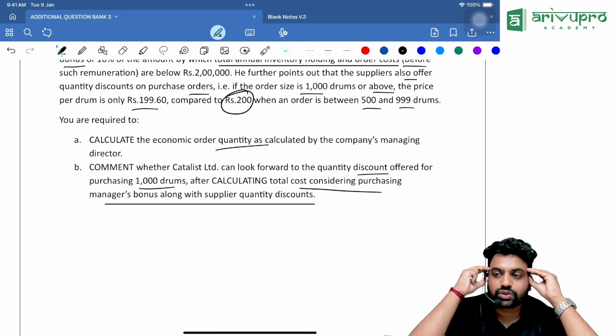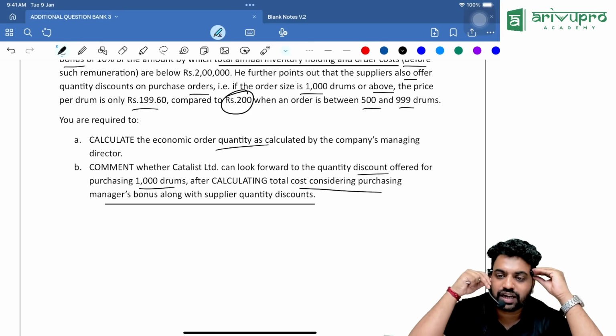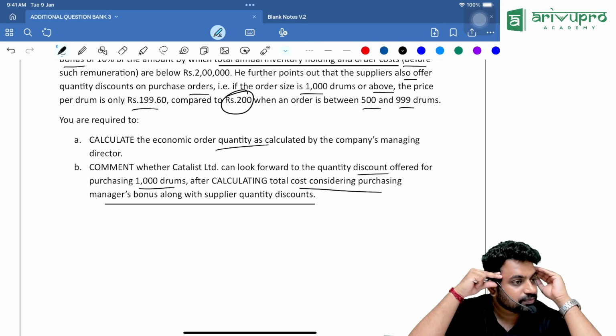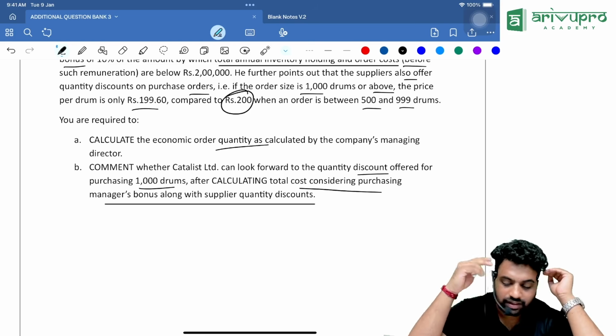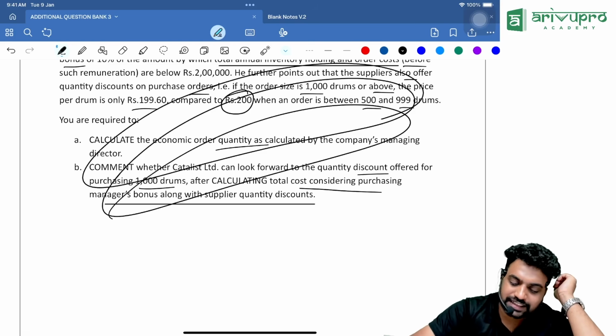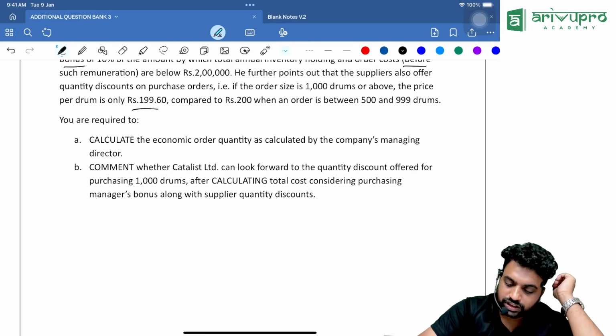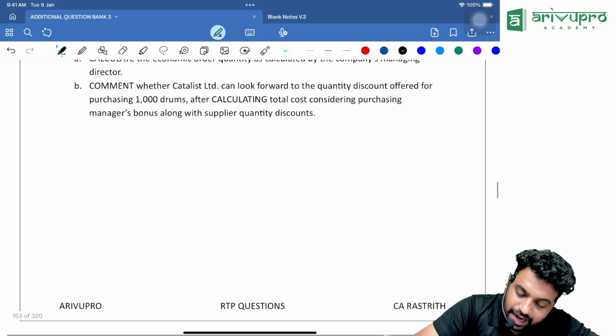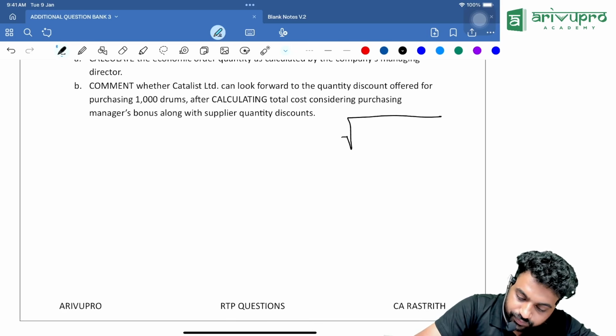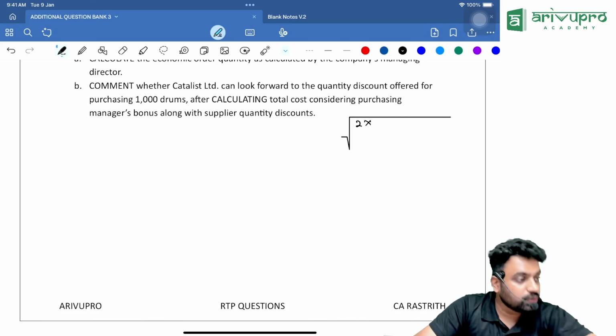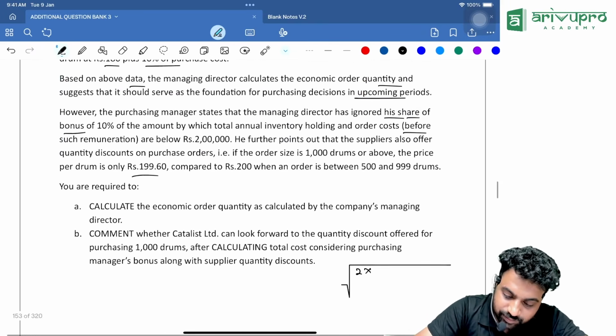So they are asking you to take the decision on the basis of the purchase manager's bonus. Got it? Now listen, very simple. First let's calculate EOQ. Shall we? Square root of 2 into A. A is how much, guys?